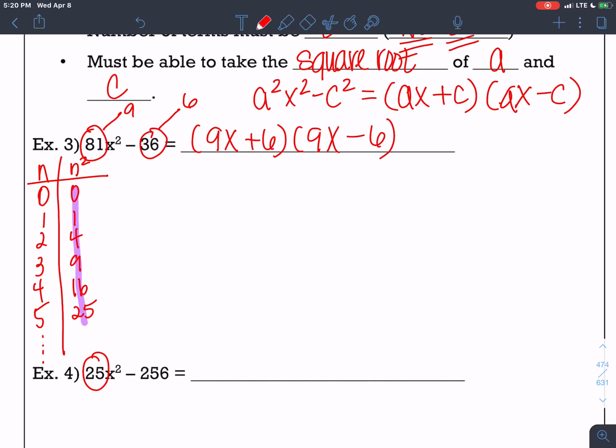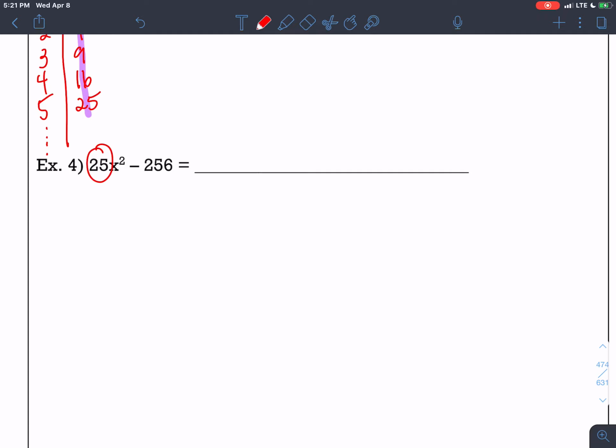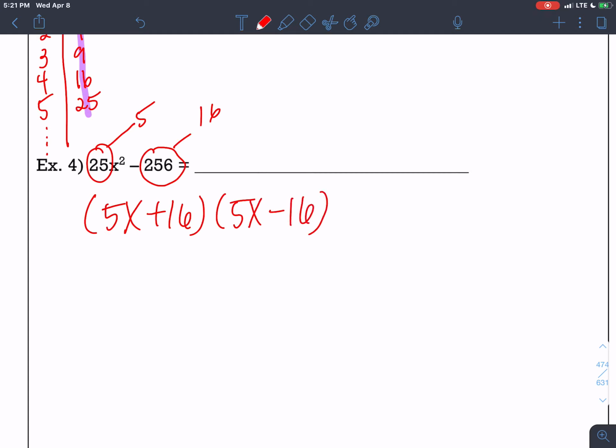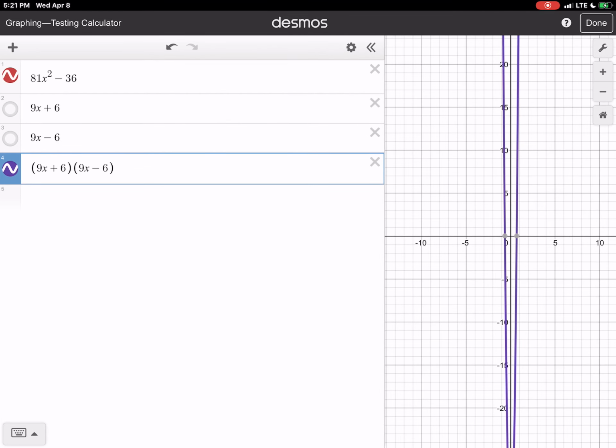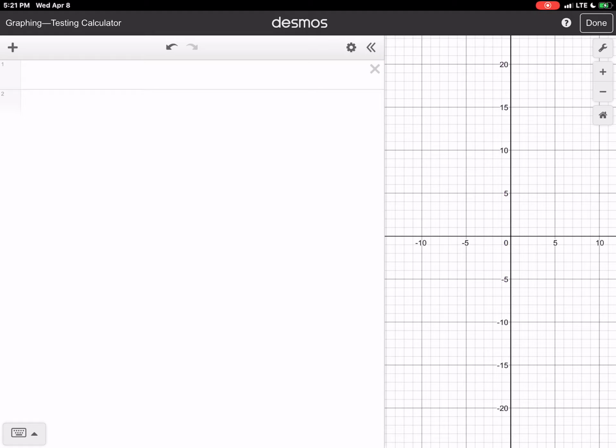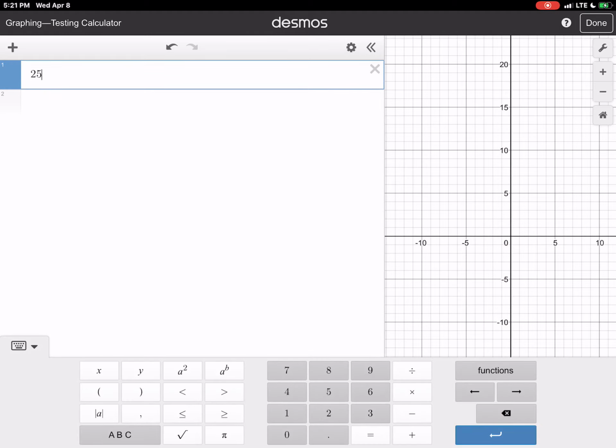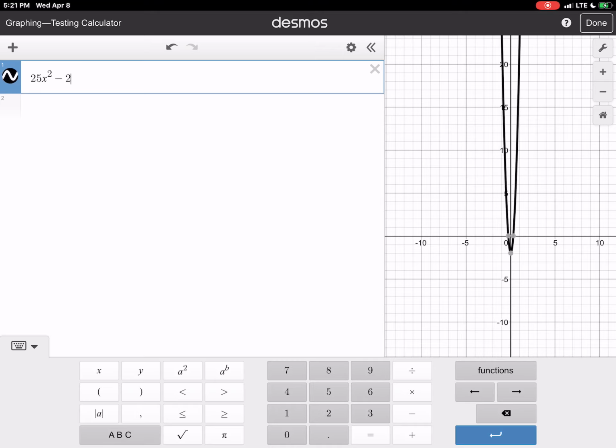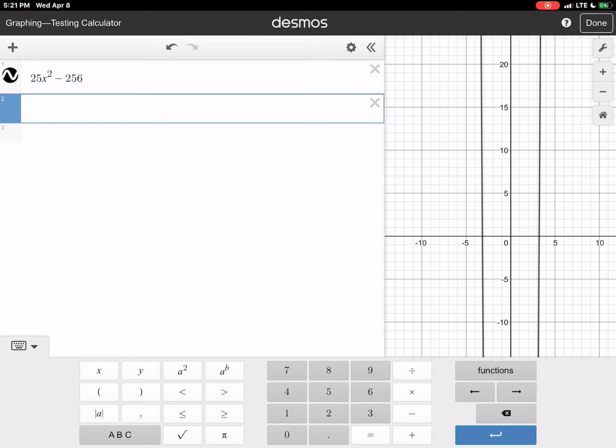All right, so let's look at the next one. 25x squared minus 256. So I know 5 times 5 is 25, and I know 16 times 16 is 256. So let's go ahead and break this down. 5x plus 16, 5x minus 16. Okay, let's verify this. So let's clear all these guys out. Here's 25x squared minus 256. And let's go ahead and write in my factors exactly as I saw them.